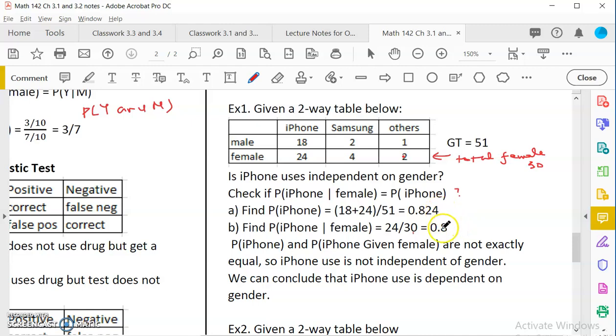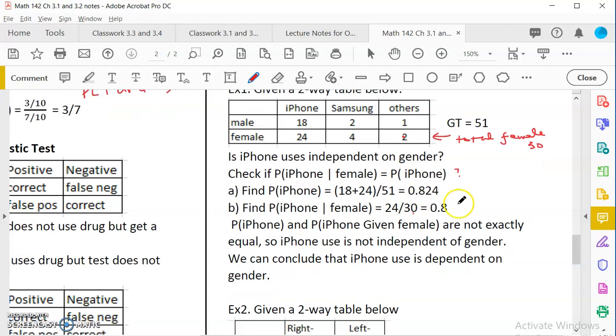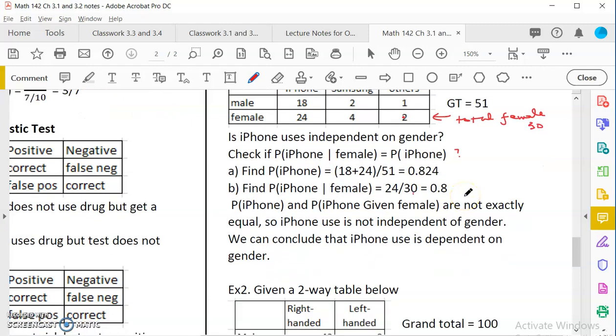So it seems like the probability of a female using iPhone is lower than any person using iPhone. Any person using iPhone is 0.82, 82%. They are very close, but they are not the same. So strictly speaking, the probability of iPhone and the probability of iPhone given gender are not exactly equal. When we do chapter 4, we're looking at exactly equal. So then we say they are not independent.